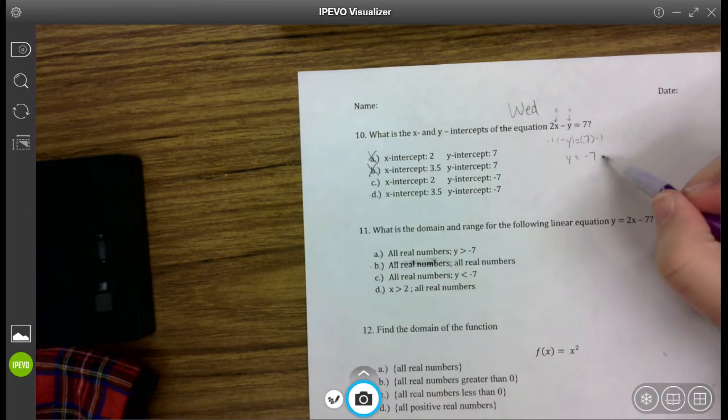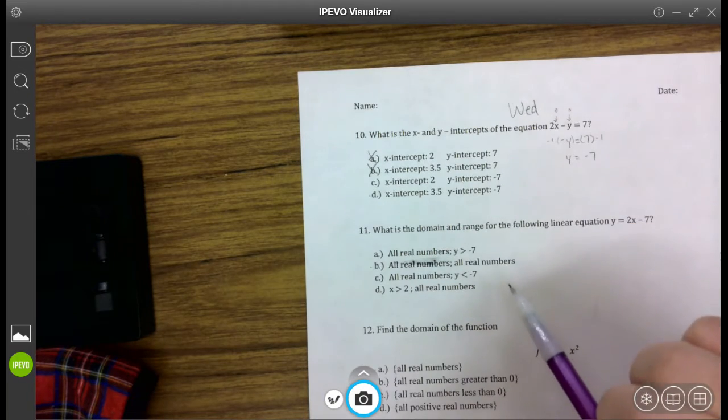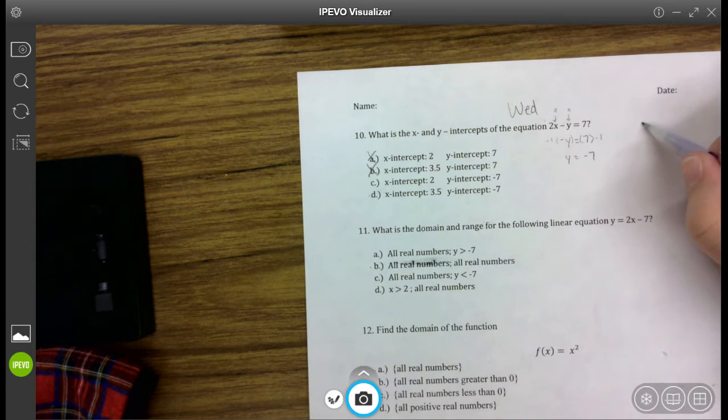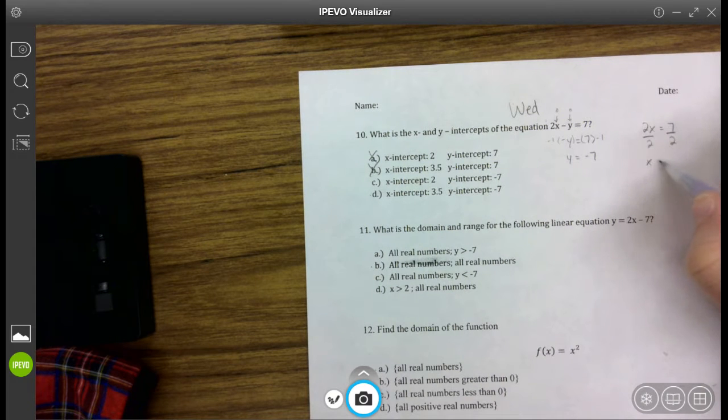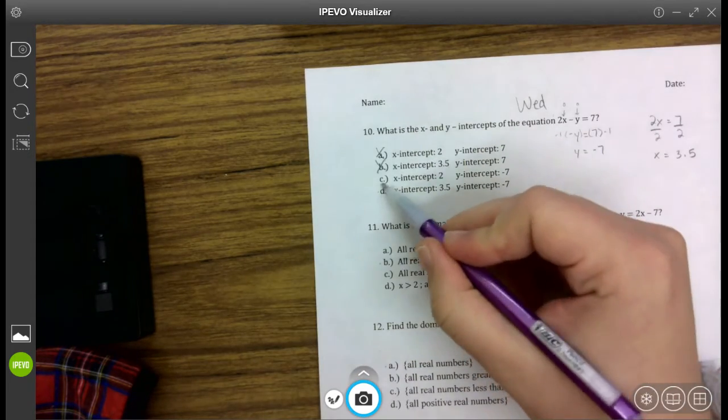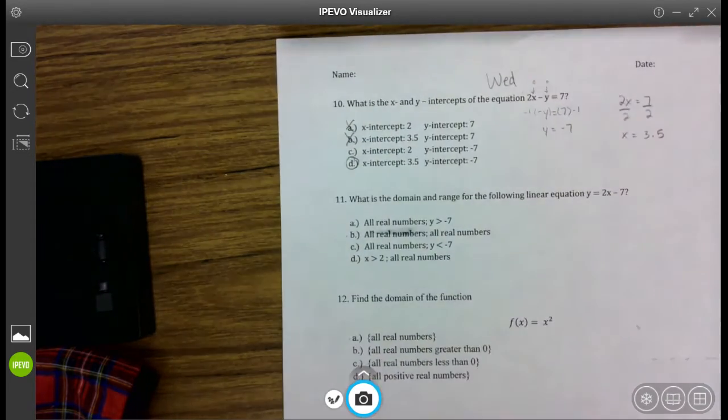Now we found our y-intercept, now we need to find the x-intercept. So when we plug in the x-intercept, we have to plug in a 0 for y. So now we have 2x equals 7. Lastly, to get x by itself, we divide by 2. So we get 7 halves, or 3.5 as our answer. So it looks like D is the correct answer.